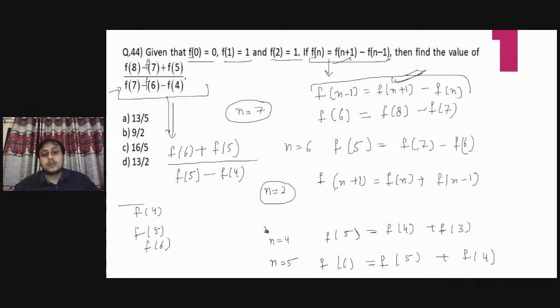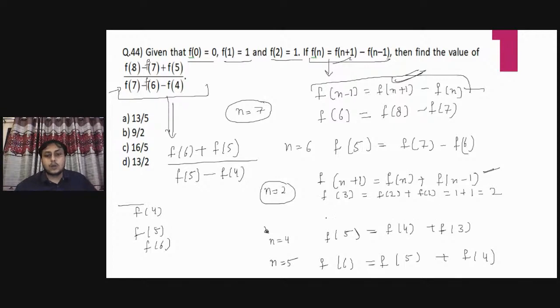So guys, put n equals to 2. In this one what we'll get: f of 3 equals f of 2 plus f of 1. One more thing, guys, you could have put it here as well, but to write it properly I wrote it this way so that things remain visualizable. So f3 equals f2 plus f1, and we know f2 is 1, f1 is 1. So 1 plus 1 comes out to be 2.